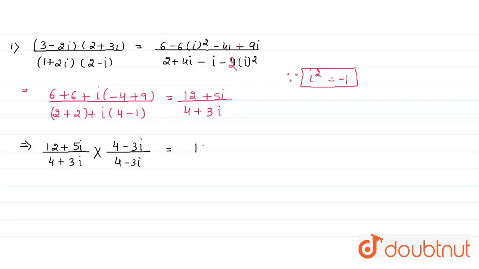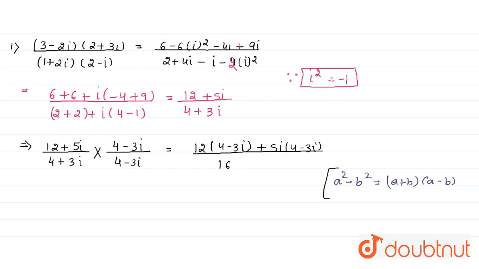So let's multiply. 12 times 4 minus 3i plus 5i times 4 minus 3i, right? And in the denominator it is a plus b, a minus b, so it will become a square minus b square. Let me write the formula also: a square minus b square is a plus b times a minus b. So a square is 4 into 4 and b square is 3 into 3, so we will be left with minus 9i square.